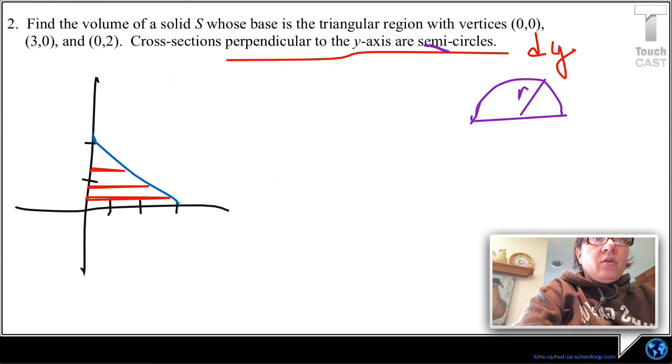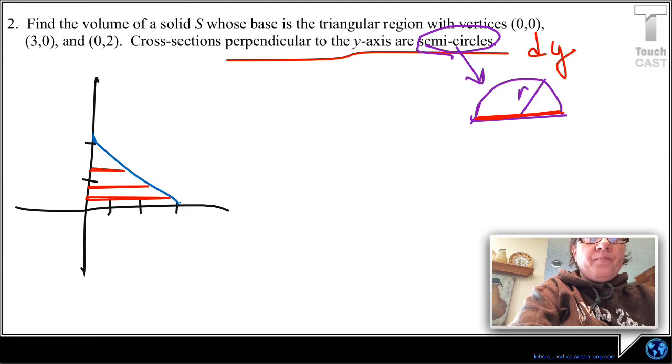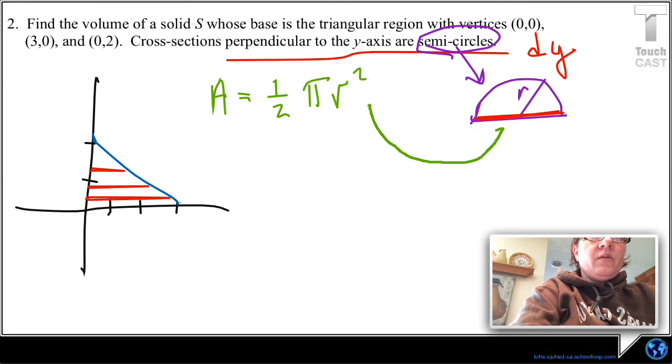So this time my cross sections are semicircles, so I've drawn one, and the base of that semicircle is what's drawn over in the figure on the left, and I'm marking it here in red, and you'll notice over in that diagram it's also red. So I'm going to need to integrate the cross sections of semicircles, and I know that the area for a semicircle is 1/2 pi r squared. So now I'm going to need to find this base.